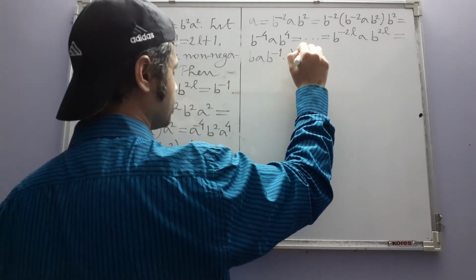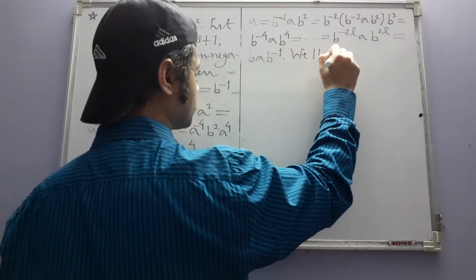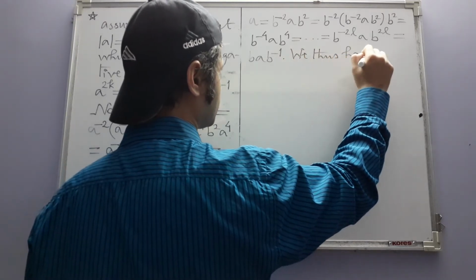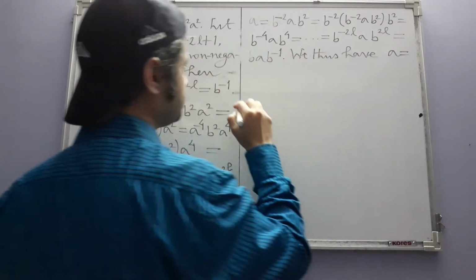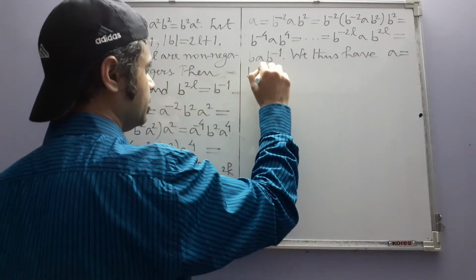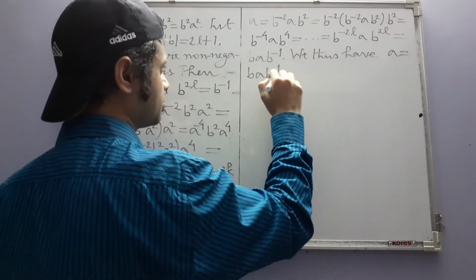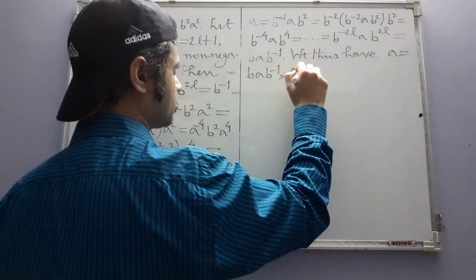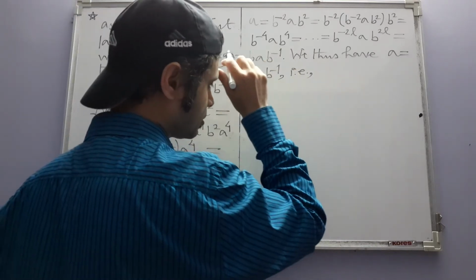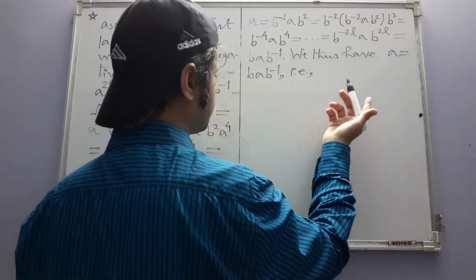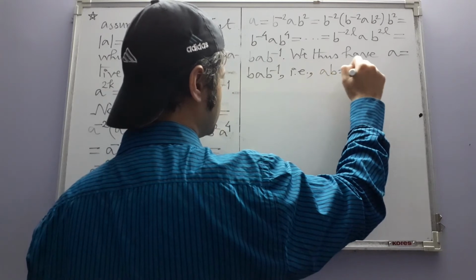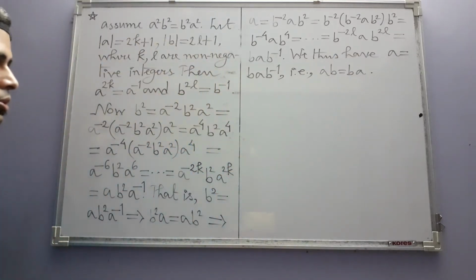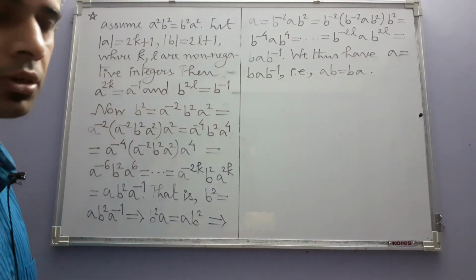We thus have A equal to B A B inverse, i.e. now post multiply both sides by B, you get AB equal to BA. So that's why A and B also commute.